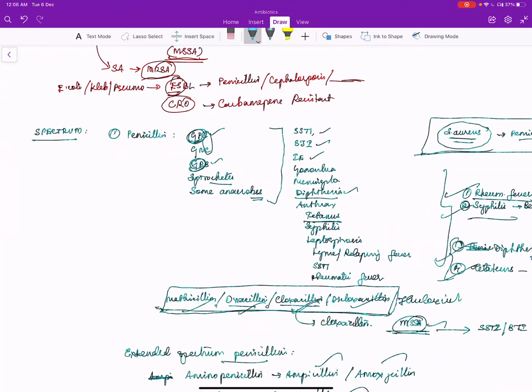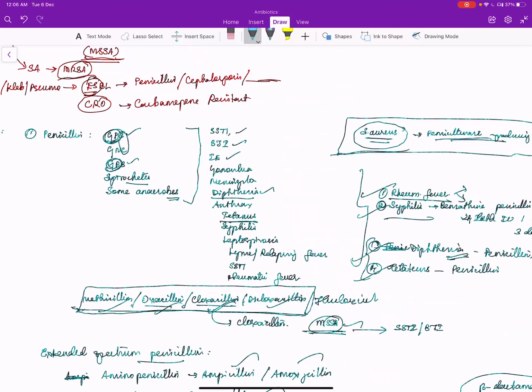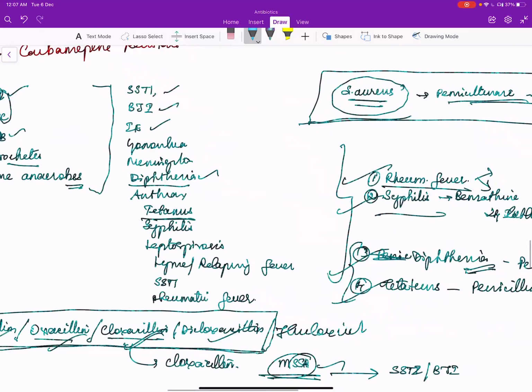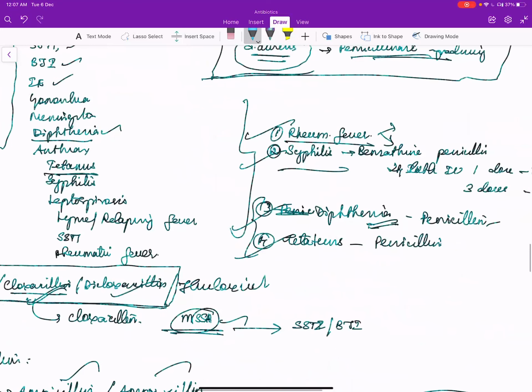So penicillin spectrum is gram-positive cocci, gram-negative cocci, gram-positive bacillus, spirochetes, and some anaerobes. It acts less against Staph aureus because of penicillinase production. So it can be used for all these syndromes, except Staph aureus infections. So mainly it is used for rheumatic fever, syphilis, diphtheria, and tetanus.